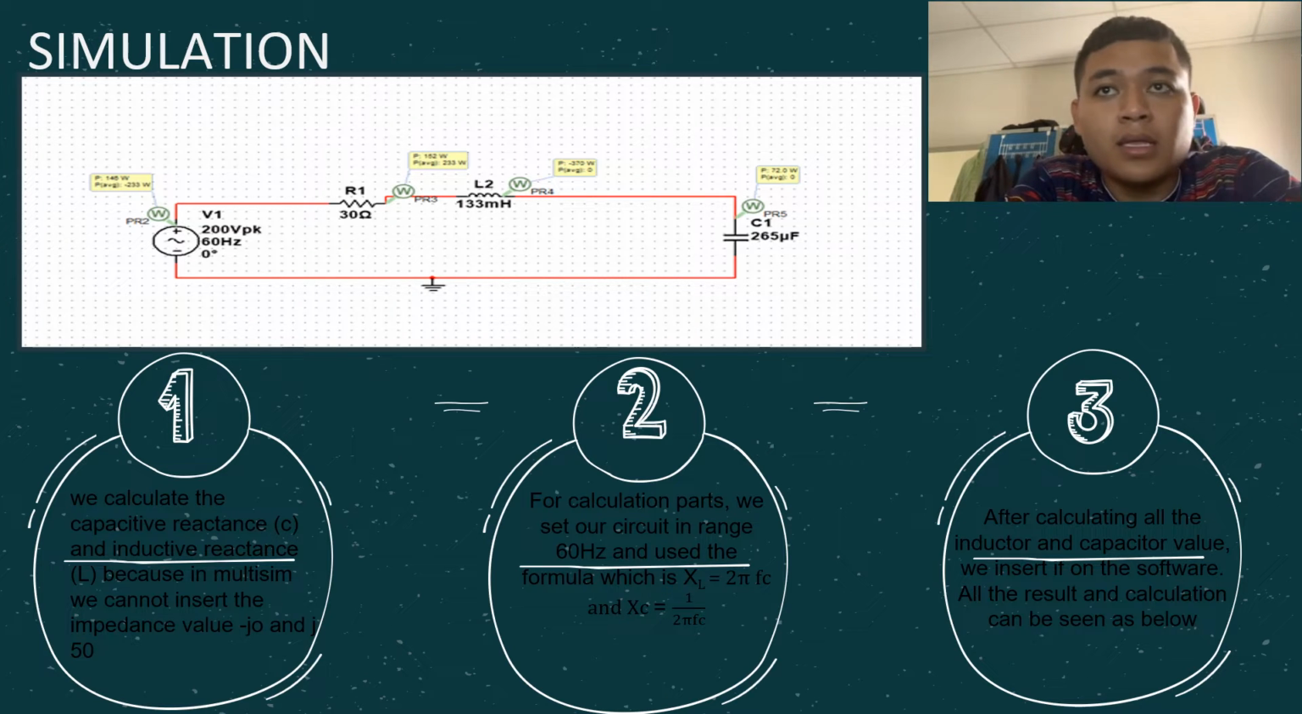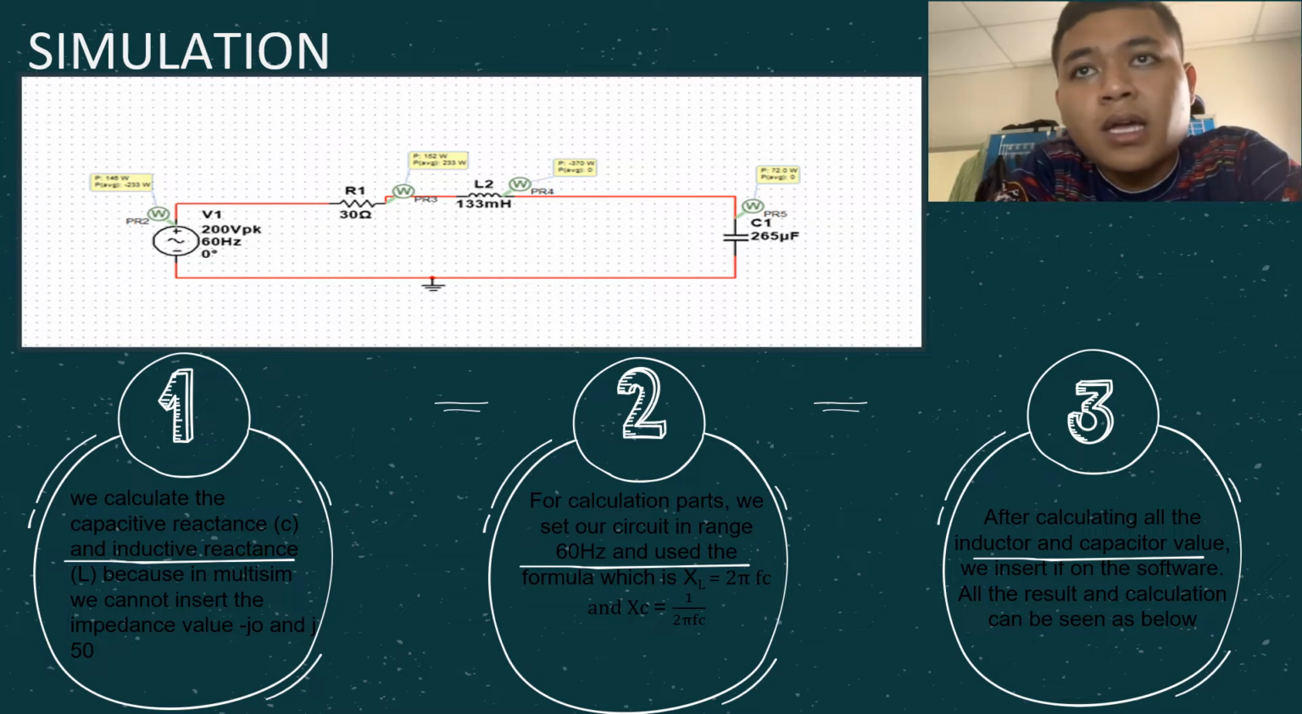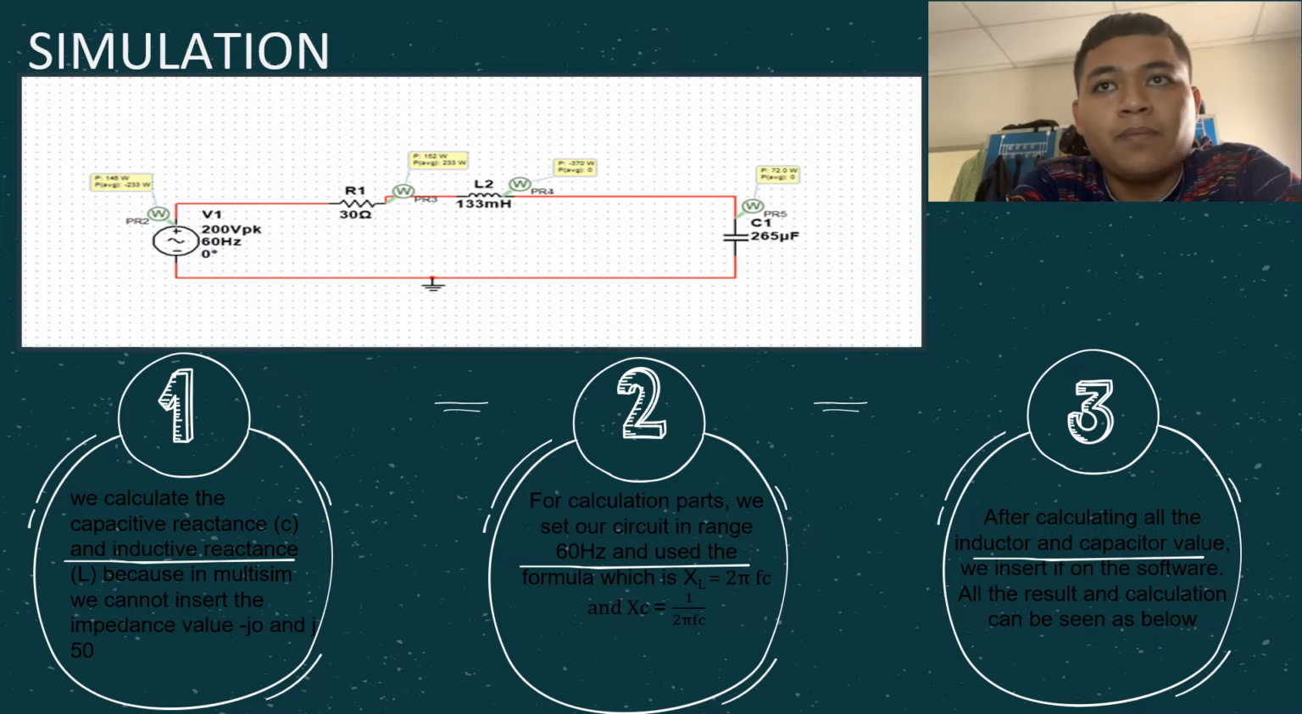Second, for the calculation part, we set our circuit in the range 50 to 60 Hz and use the formula, which is XL equals 2 pi FL and XC equals 1 over 2 pi FC. For number 3, after calculating all the inductor and capacitor values, we insert them in the software. All the results and calculations can be seen below.